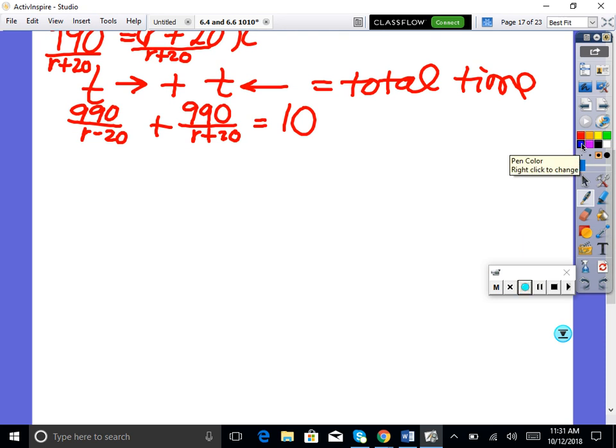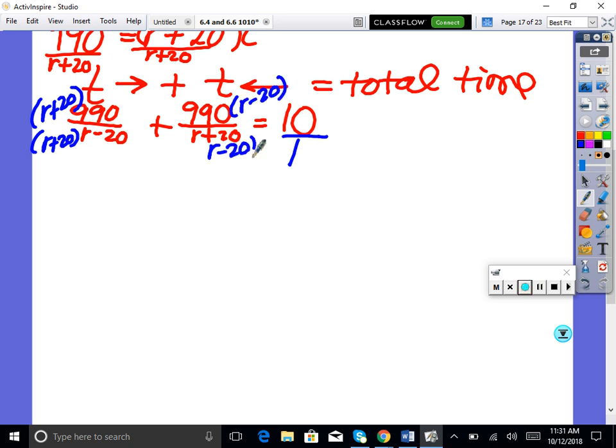Okay, so what's my denominator here? So my least common denominator, wouldn't it be r minus 20, r plus 20? Yeah. So this one needs an r minus 20, this one needs an r plus 20, and that one needs both of them. So r minus 20, r plus 20. Then can't I ignore the denominator?